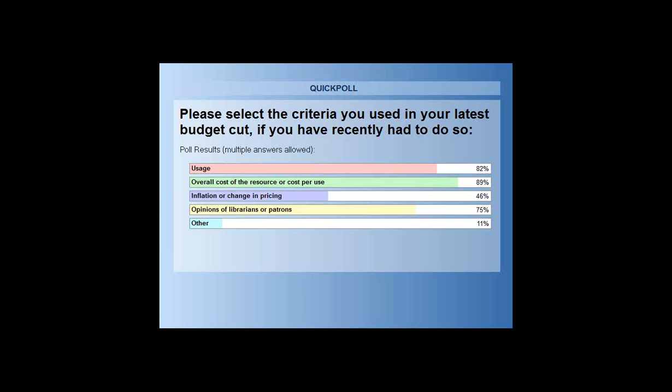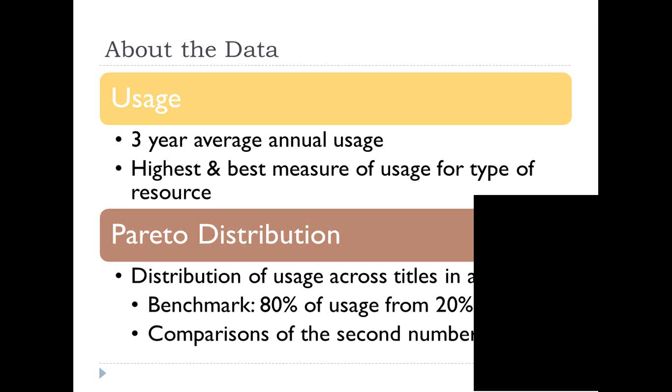Okay, thank you, Eva. Almost all of you used usage, cost, and cost per use, and inflation, about almost half. Opinions, very popular, and 11% other. Gee, I sure would like to know what those others are, so maybe we'll be able to look at the chat if you want to plug those in. I can see what the chat is later on.